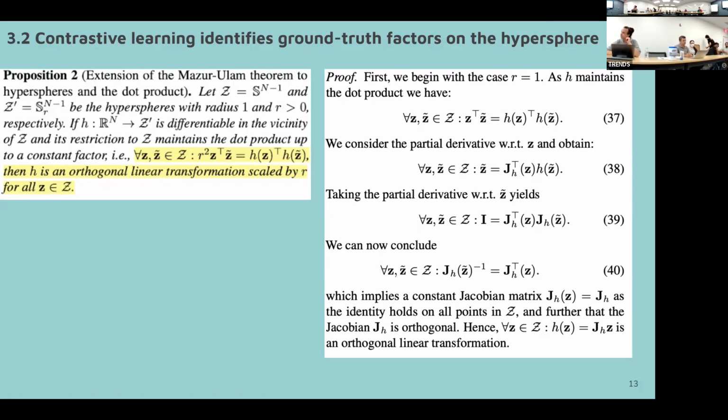What happens there? Equation 38. What's the derivative of this part with respect to z? We'll get the Jacobian function of it, and on the left side the derivative will give z delta. Then based on 38, they take the partial derivative on z delta and get the identity, and the left side gives these two Jacobian matrices. So we can get that the Jacobian matrix is orthogonal, and they prove that this H is an orthogonal linear transformation.